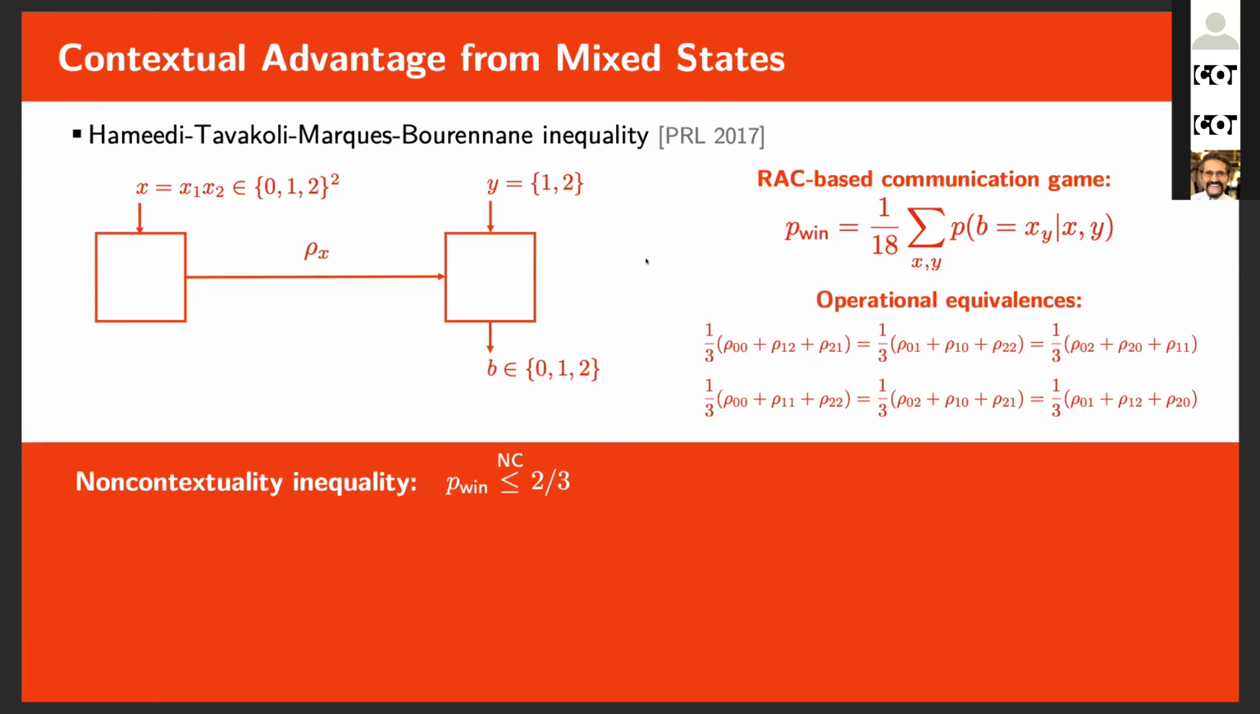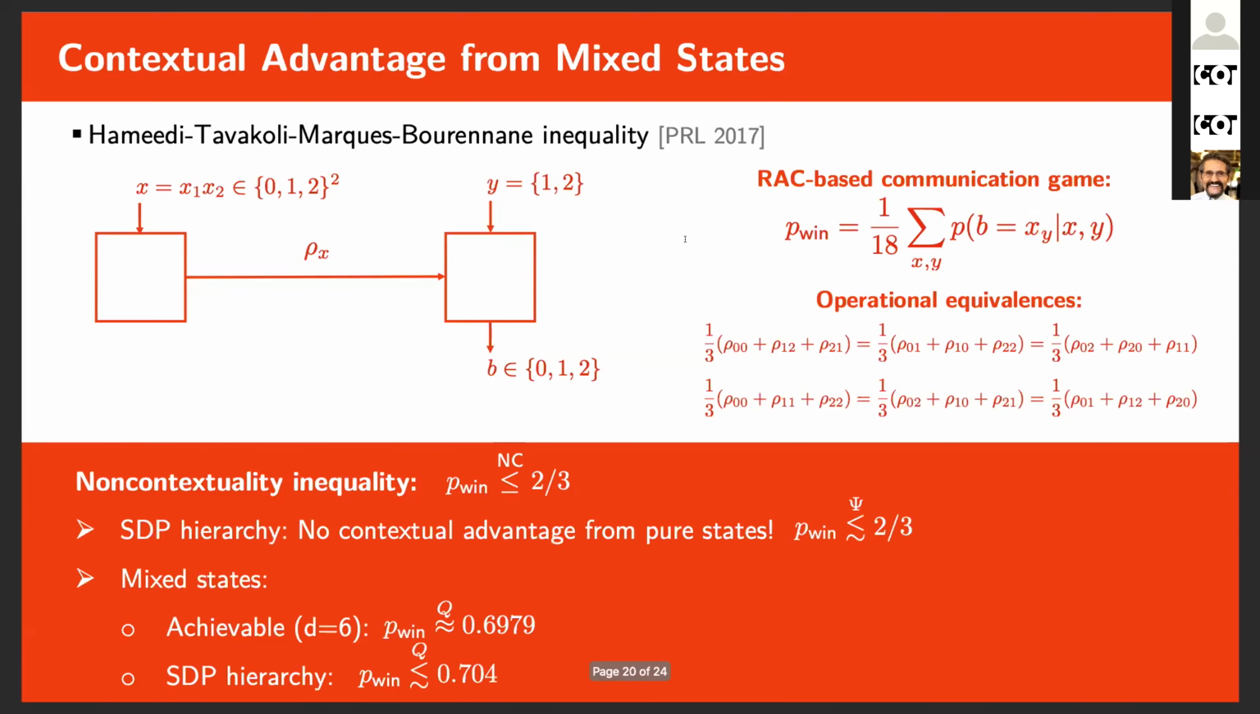I won't go over giving the particular scenario. I don't think it's necessarily so interesting, other than to say that the case where we did find an advantage was the one described in this paper here. So it's a communication game based on a random access code. And in the paper, they already showed the non-contextual bound is 2/3 in this game, right? So the maximum probability of winning in a non-contextual model. And this gives a non-contextuality inequality.